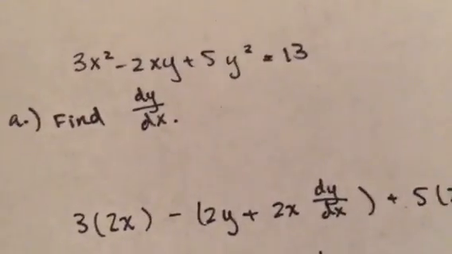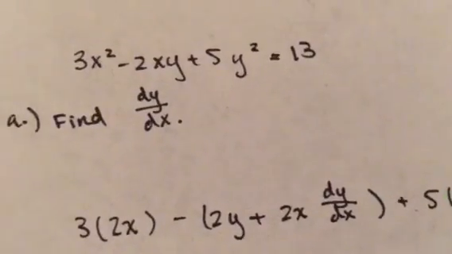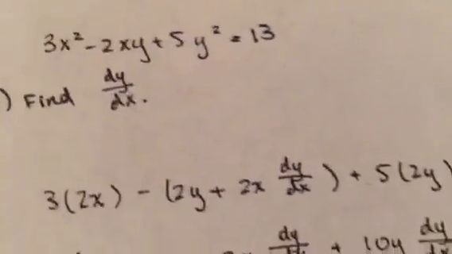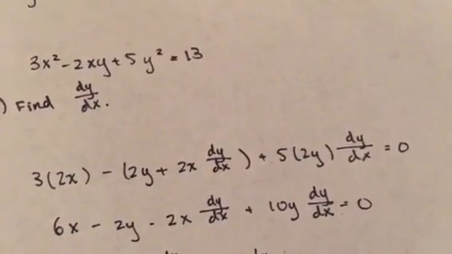Y is going to be treated as a function, so we are going to do the power rule and then multiply it by its derivative. So 3x squared becomes 3 times 2x, which is the power rule.